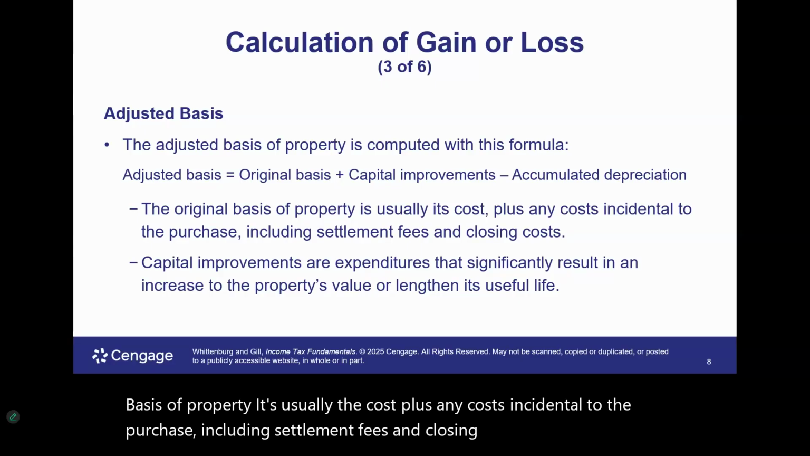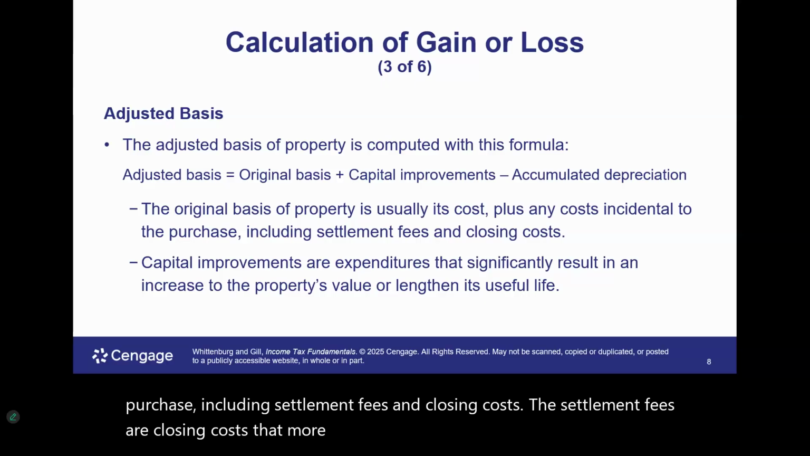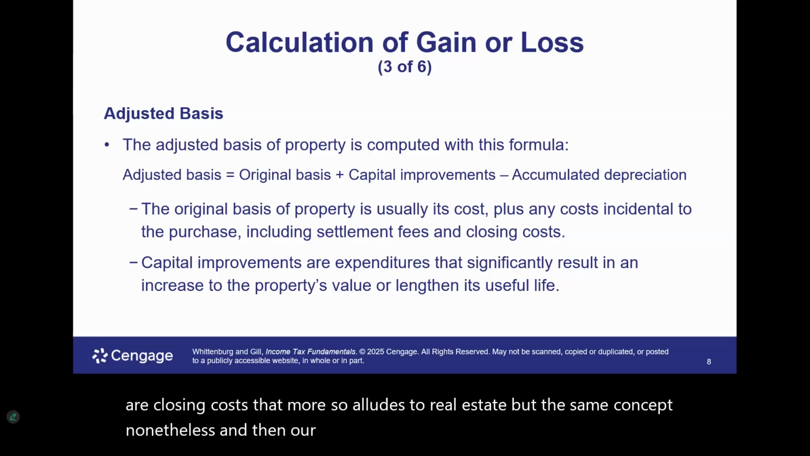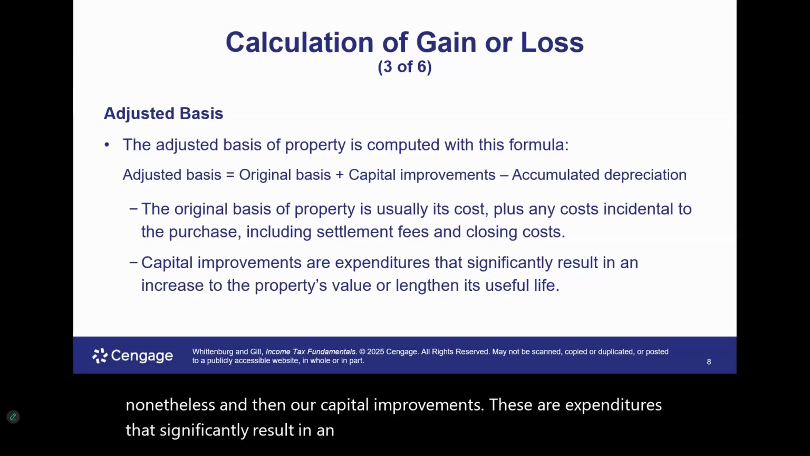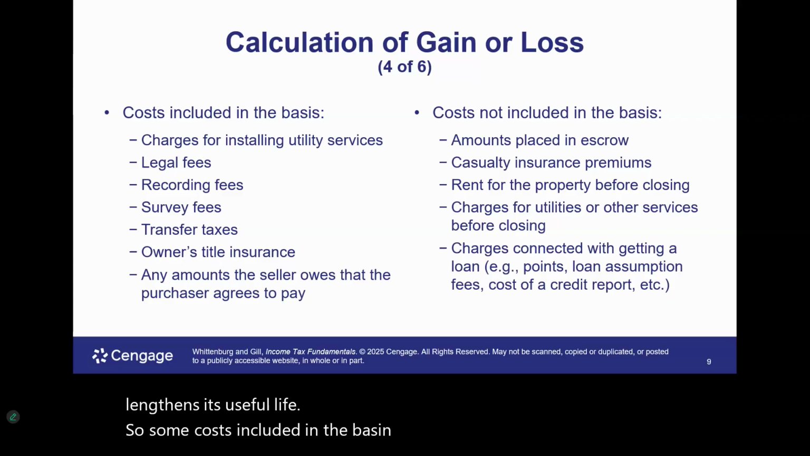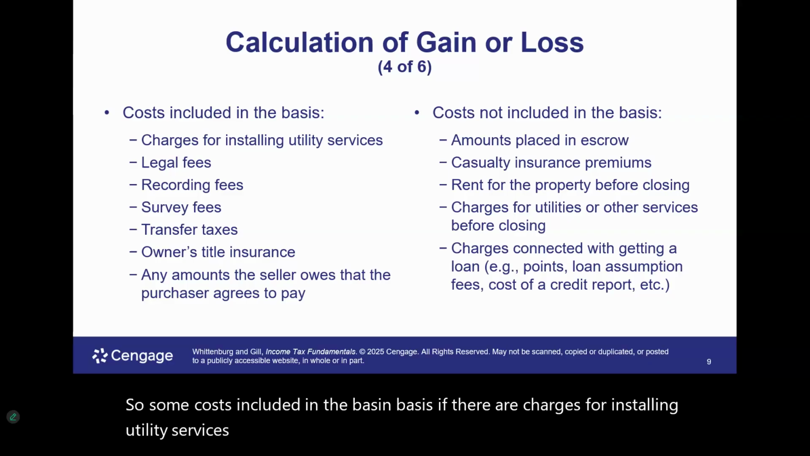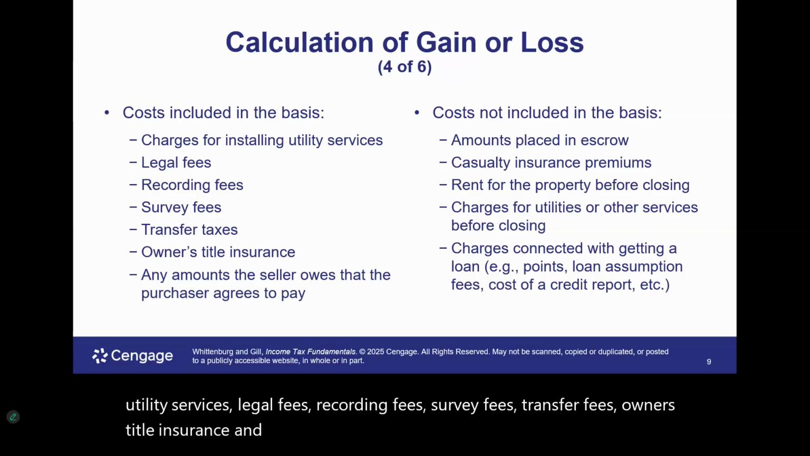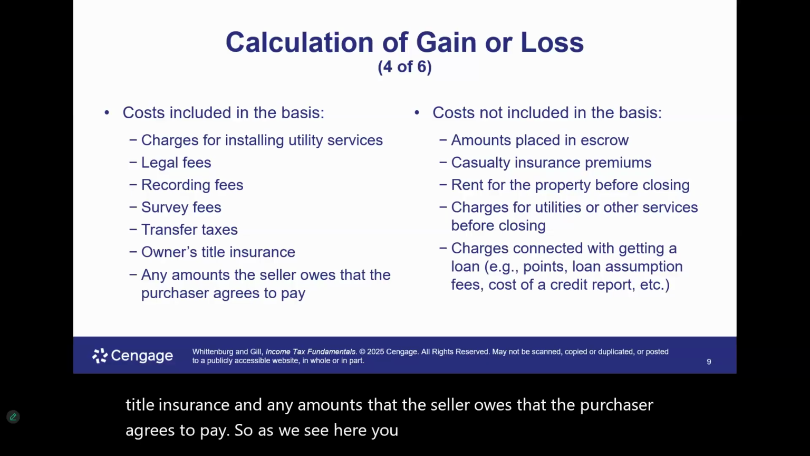The settlement fees and closing costs, that more so alludes to real estate, but the same concept nonetheless. And then our capital improvements, these are expenditures that significantly result in an increase to the property's value or lengthen its useful life. So some costs included in the basis are charges for installing utility services, legal fees, recording fees, survey fees, transfer fees, owner's title insurance, and any amounts that the seller owes that the purchaser agrees to pay. So as we see here, we're more so dealing with real estate.